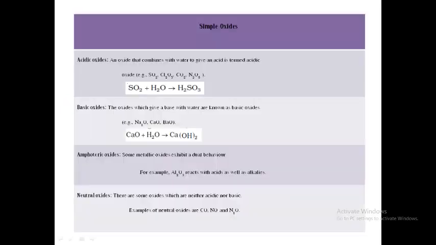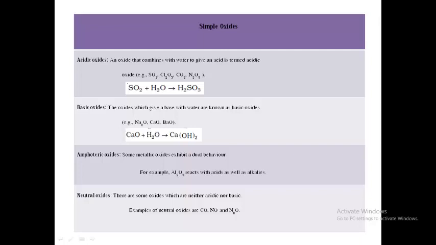These are some simple oxides. Oxides are classified into 4 different types: acidic oxides, basic oxides, amphoteric oxides and neutral oxides. Acidic oxides are the oxides which combine with water to give acids. Examples are oxides of sulfur, chlorine, carbon and nitrogen. When sulfur dioxide combines with water, it gives H2SO3, sulfurous acid.